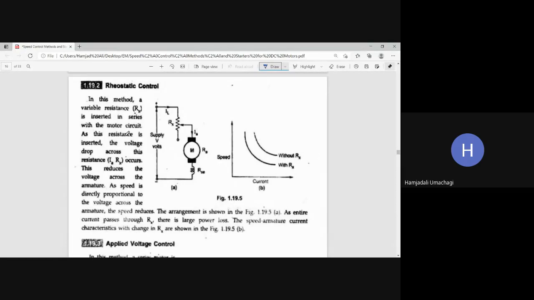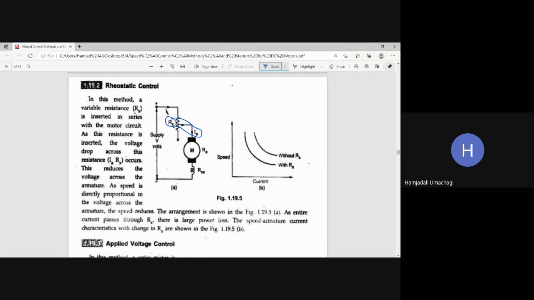As this resistance is inserted, the voltage drop across this resistance, IA into Rx, occurs. Because of the addition of extra resistance Rx in series with the motor, a drop will take place. That drop will be IA into Rx. This reduces the voltage across the armature.